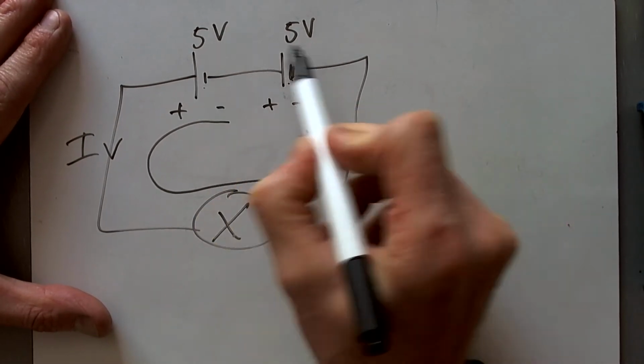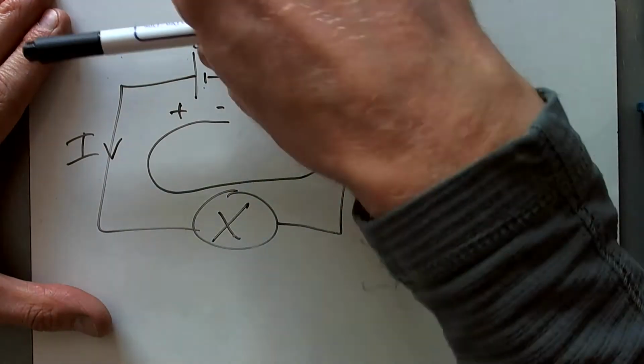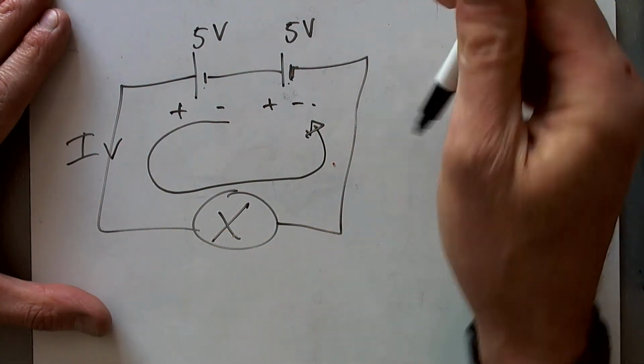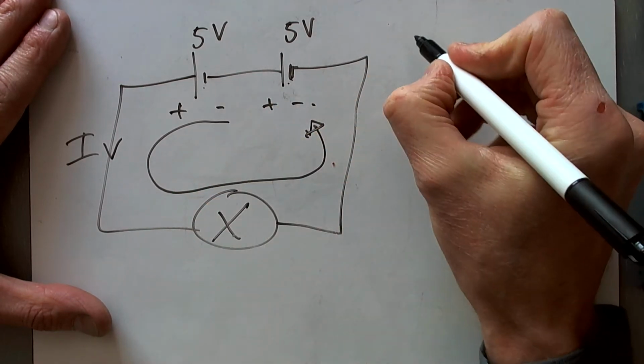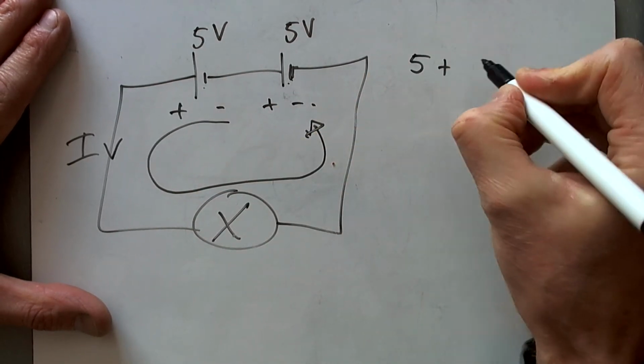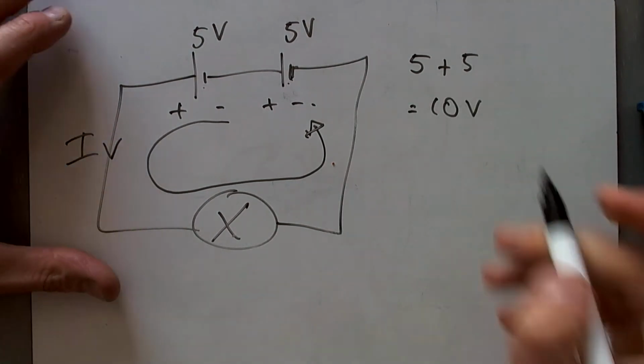And so because these are pushing conventional current, or pushing or repelling electrons away that way if you want to do it that way, but conventional current going around that way, they're both pushing the same way, so it's just 5 plus the 5 equals 10 volts. As easy as that.